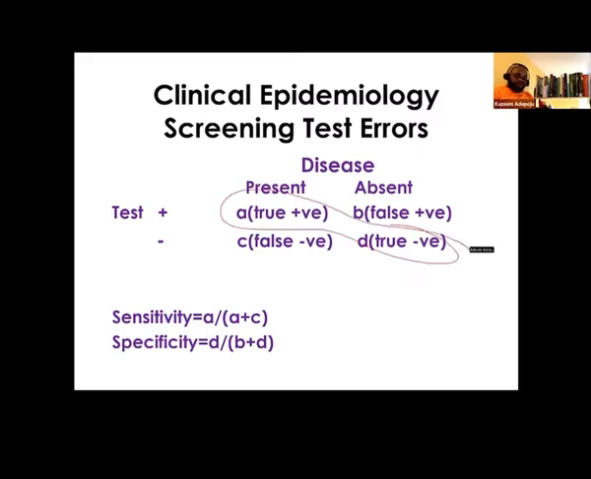that's exactly what we want. That would be a correct decision. A and D, true positive and true negative. But you know what? The bad decisions are going to be these ones here.